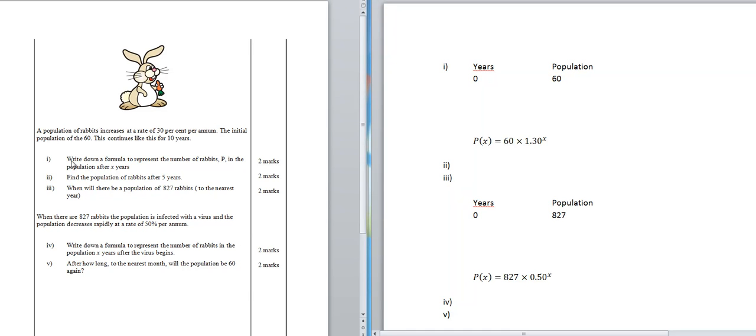So number one, we have to write down a formula to represent the number of rabbits P in the population after X years. So here is the formula. How do we come up with this? Well, we see that we start with 60 rabbits. That's the population when we begin, so 0 years.